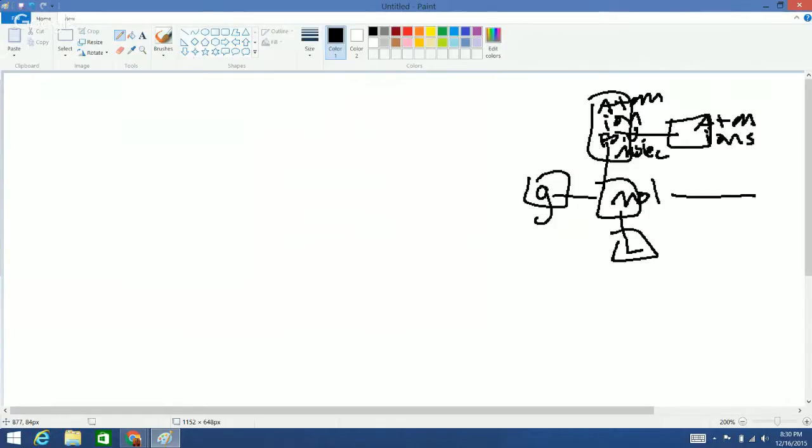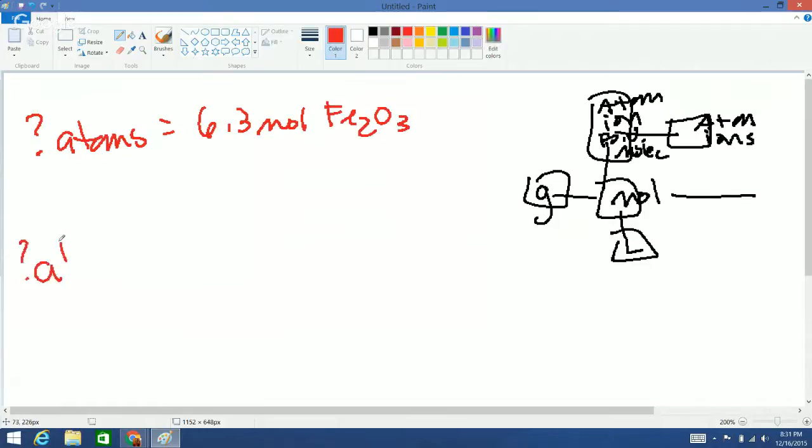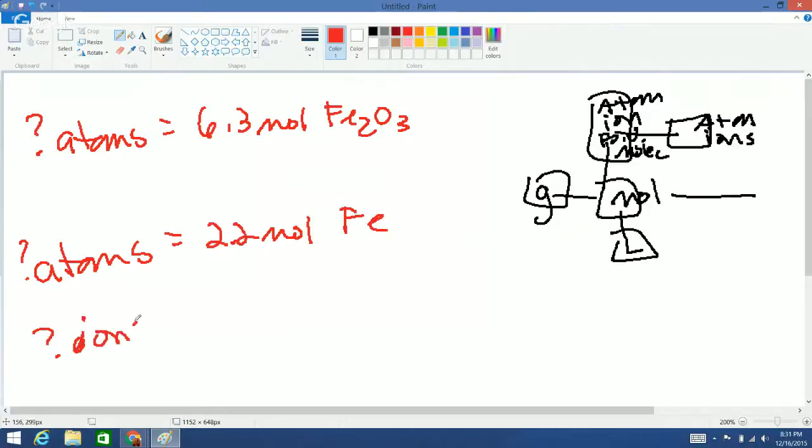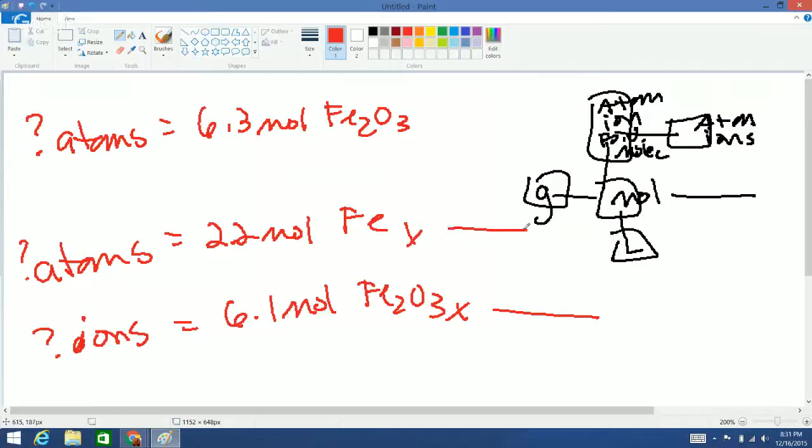Okay, so let's say you had a problem that asked you, how many atoms do you have when you have 6.3 moles of Fe2O3? Another question you could have is, how many atoms do you have when you've got 2.2 moles of Fe? And then a question would be, how many ions do you have when you have 6.1 moles of Fe2O3. Okay, so these would be my 3 different problems here. We'll start with the first one.